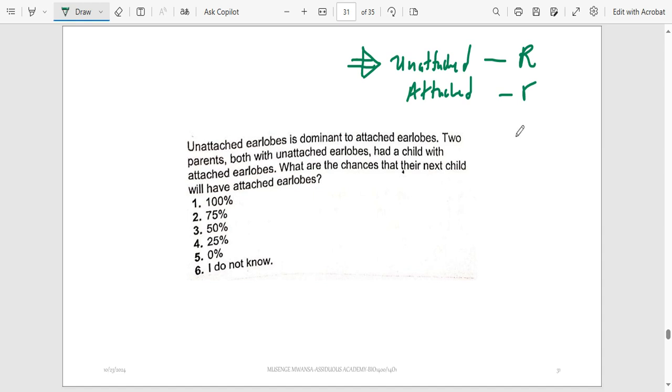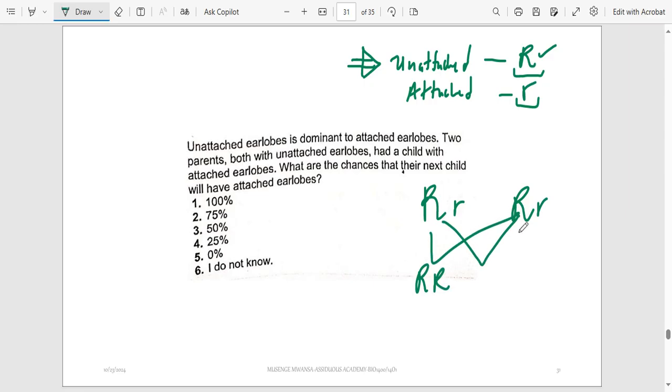So the only way someone that has got a dominant allele can have someone that has recessive, it means that both parents are capital R, small r. So that when you cross them, this is going to be capital R, capital R. The other one is going to cross there. This is going to be capital R, small r. And this is going to be capital R, small r. This is going to be small r, small r.